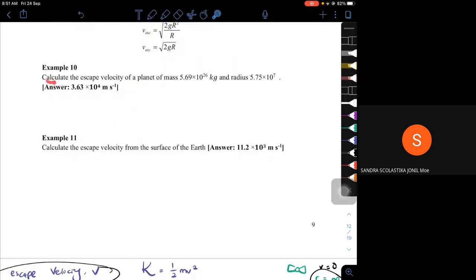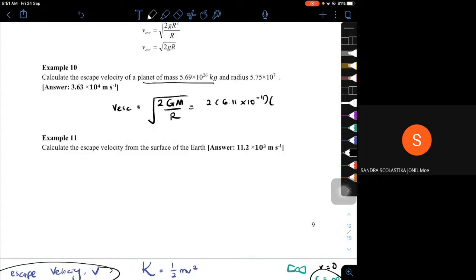Okay, so calculate the escape velocity of a planet of mass. So this one is very simple. You just put in the value. V escape is equal to, what is the formula? Square root of 2GM over r, okay? So we know that G is 6.67, I think, times 10 to the power of negative 11. So M is the mass of the planet.